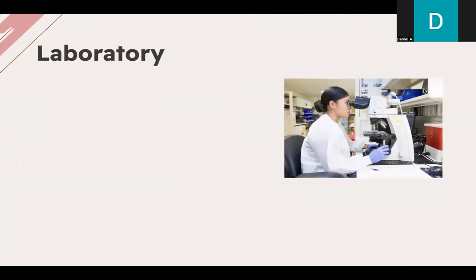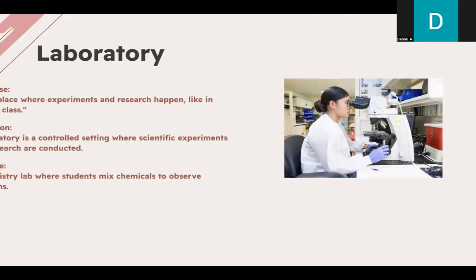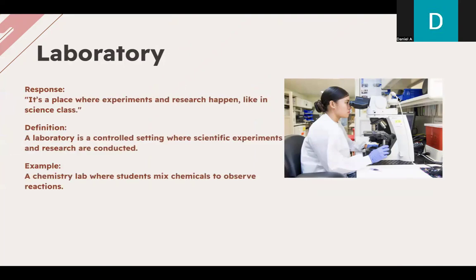Anyways, now we get to laboratory. Pretty easy. Let's see what this person says. It's a place where experiments and research happen, like in science class. The definition I put is that a laboratory is a controlled setting where scientific experiments and research are conducted. Yeah, and they're both related. An example is a chemistry lab where students mix chemicals to observe a reaction.